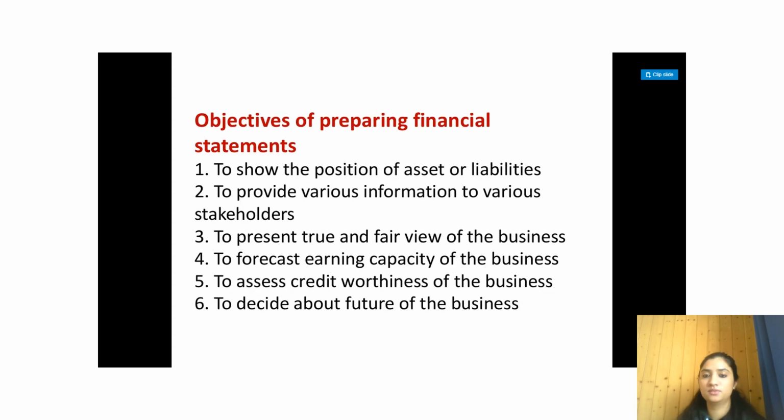Here are the objectives. The objective is about why we prepare these financial statements. What is the use of these financial statements? The basic objective of preparing the financial statement is to know about the position of the company. For example, how much assets do we have? Assets means the things that the company owns. Or how much liabilities do we have? A liability is something that we owe to others. It could be debt, a loan, a short-term liability, or a long-term liability. Something that we owe, that we have to pay.